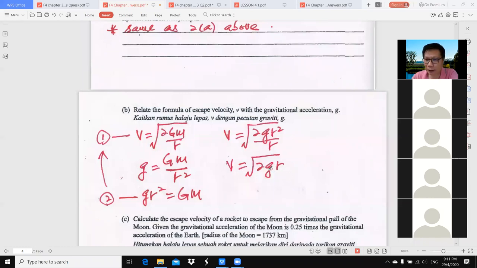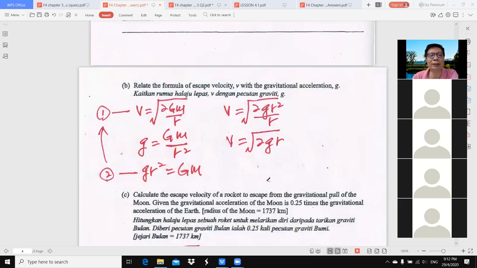This one is the second formula to find the escape velocity. This one uses gravity. The first formula to find escape velocity is this one. This one never involves gravity. This is constant G, constant R. Then this is the second formula to find escape velocity, but this one involves gravity. Okay, you see this question.